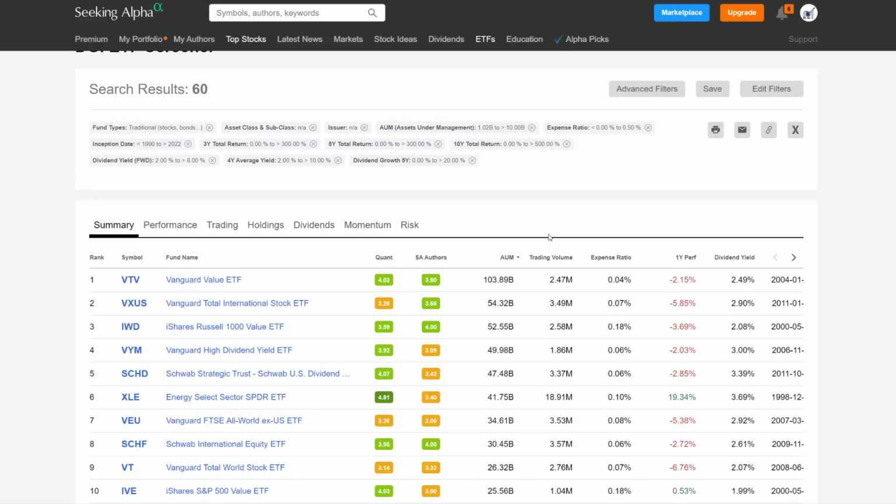If you're saying, okay, well, I only want to go after the whales and I only want to invest into whales, well, you can do that. You can filter based off of assets under management. You can take a look at the Vanguard Value ETF, VXUS, VYM, SCHD, etc.